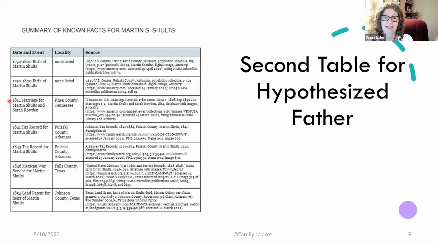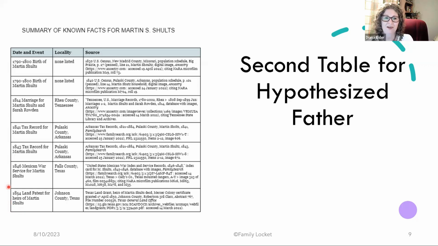He apparently dies by 1850 because his widow is the only one listed. So I've got their marriage and a tax record in Arkansas, and then a Mexican War record that's maybe for him, could be for a different Martin Shults, and a land patent for the heirs of Martin Shults. Hickman is not listed in this land patent. There are several other heirs. As I was looking at it, I thought, well, why would he not be listed, since he was living right there in Texas at the same time?